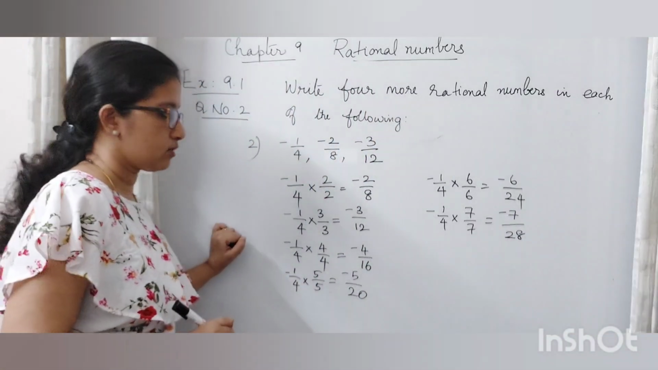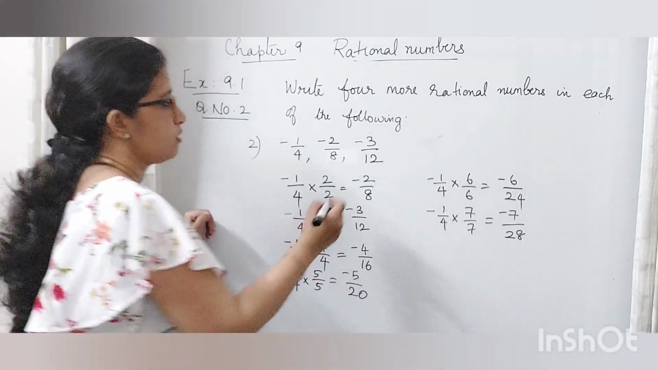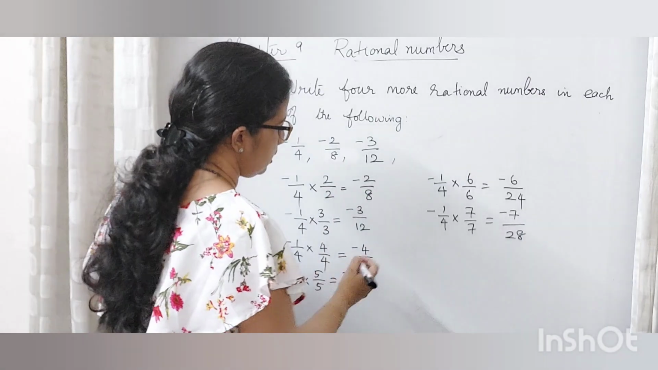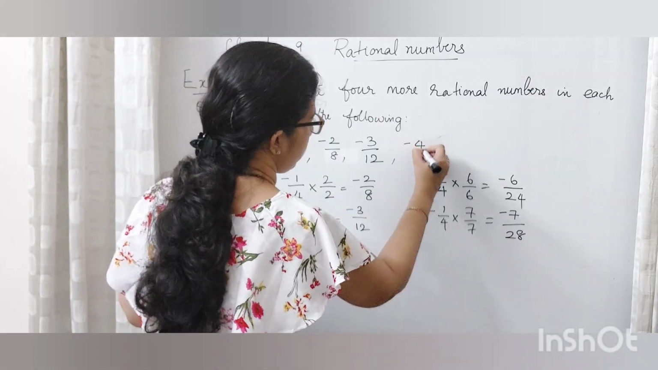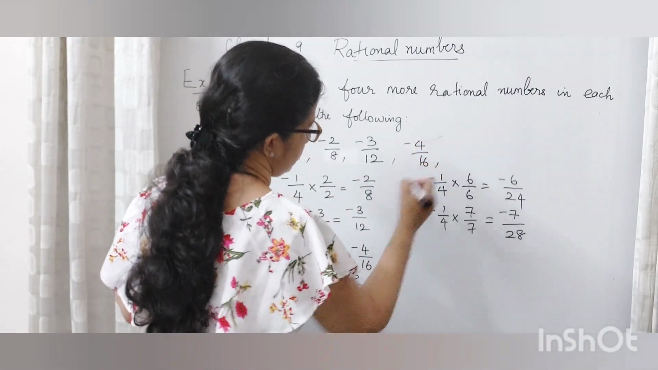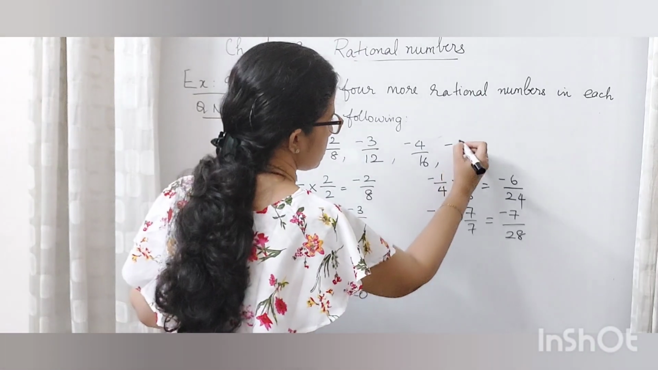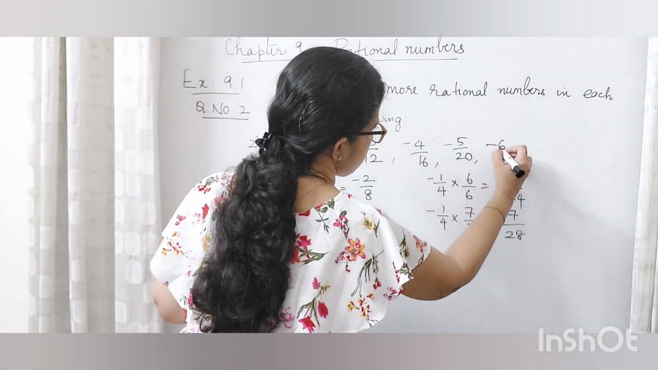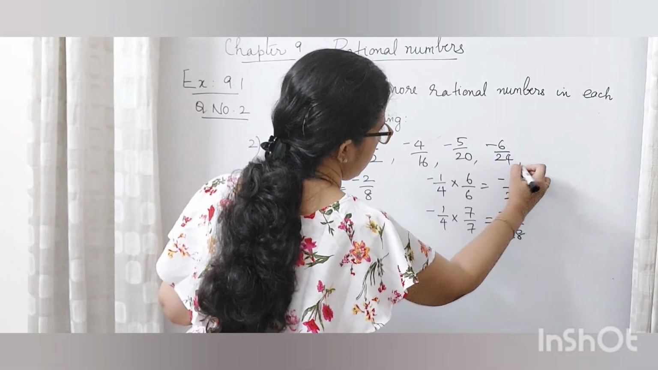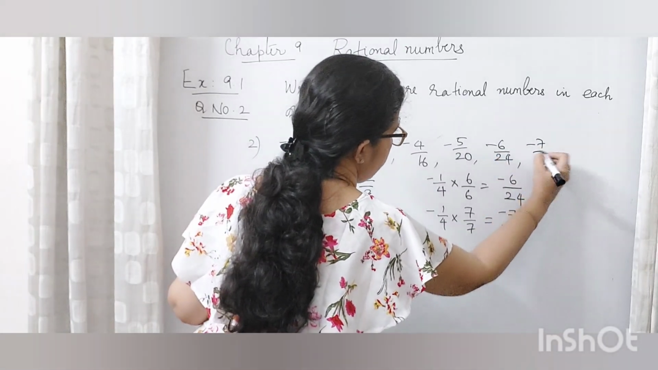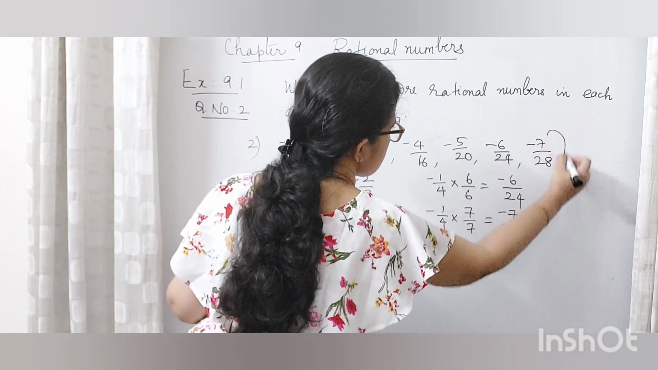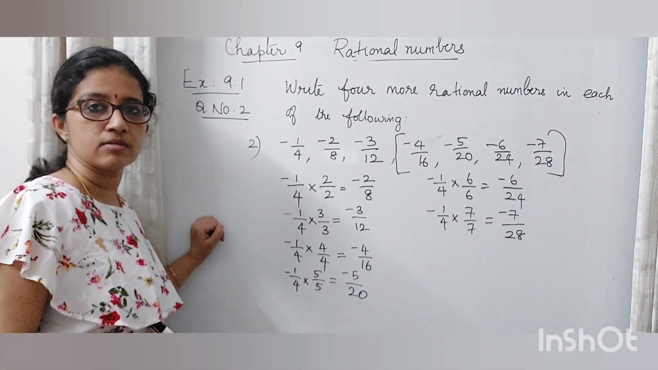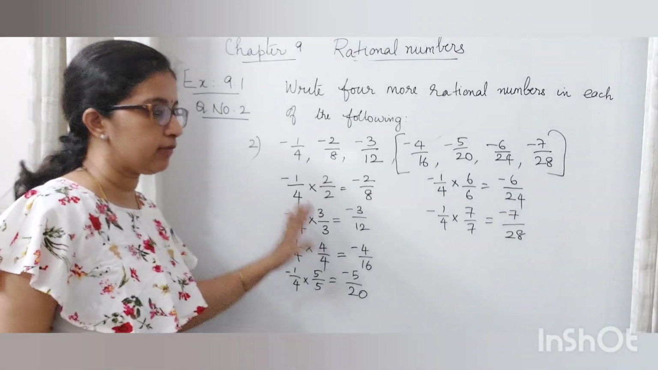Okay, so these are the next 4 numbers. So what are the next 4 numbers? After -3/12, -4/16. Okay, next is -5/20, -6/24 and -7/28. These are the next 4 rational numbers. Okay, so clear with this?